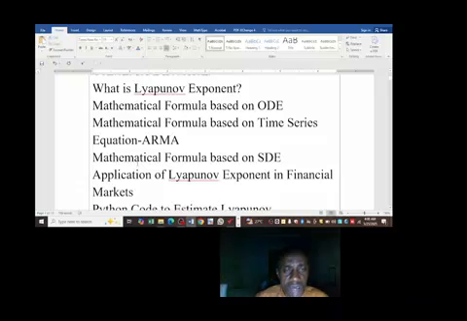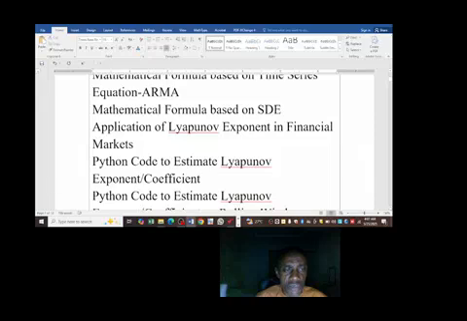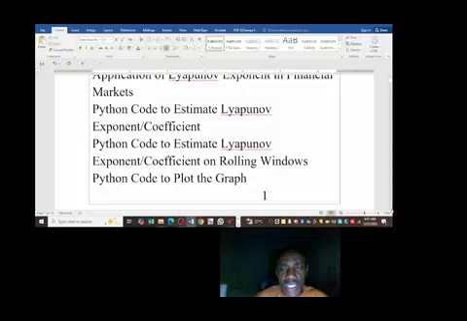Four, mathematical formula based on SDE, stochastic differential equation. Five, application of Lyapunov exponent in financial markets. Six, Python code to estimate Lyapunov exponents. Seven, Python code to estimate Lyapunov exponent or coefficient on rolling windows. When we get to this point, I will explain what we mean by rolling windows. Then plotting the graphs.